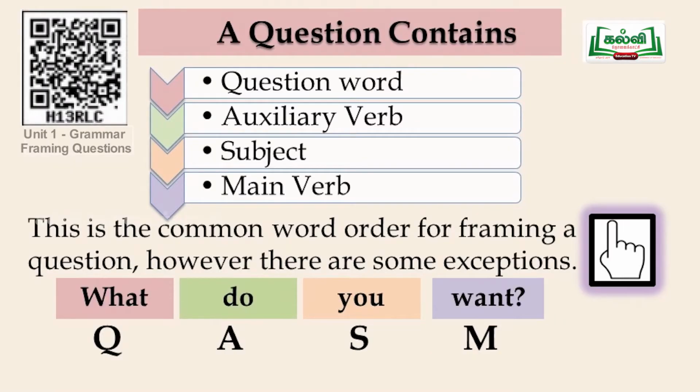A question contains a question word, the auxiliary verb, and the subject and the main verb. These are the four common things. Just remember, it's easy to remember. QASM: question word, auxiliary verb, subject and the main verb. So it's very easy. It is the common word order for a question. Now we shall learn that in detail later.